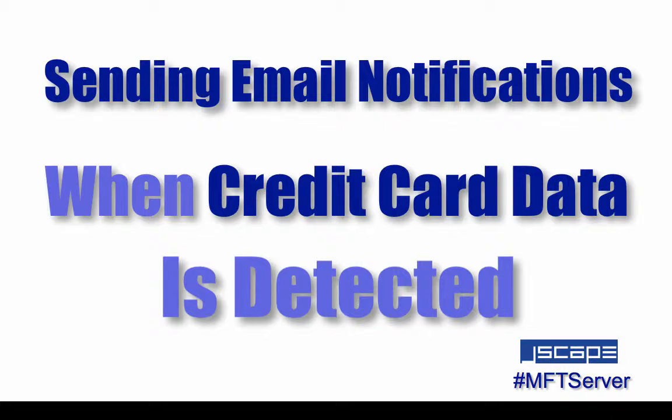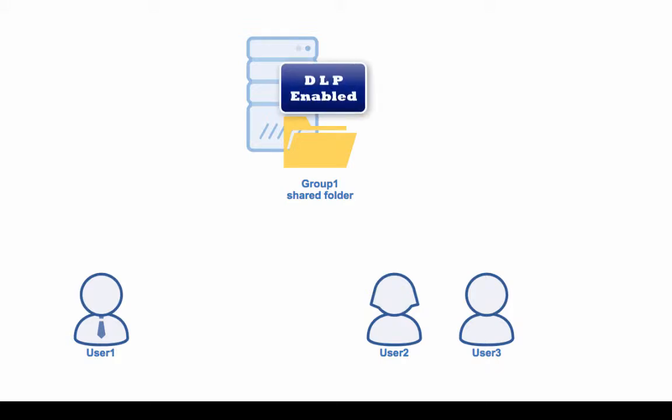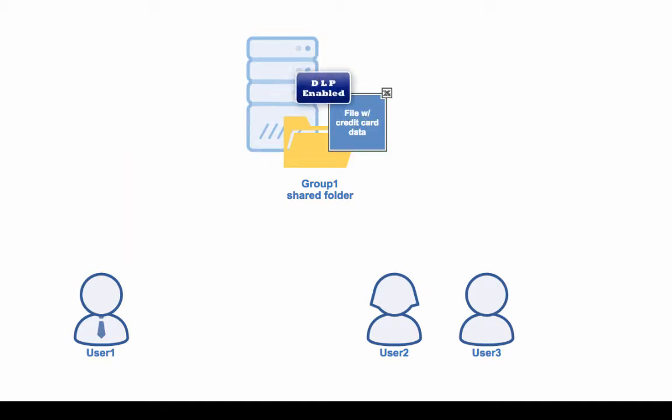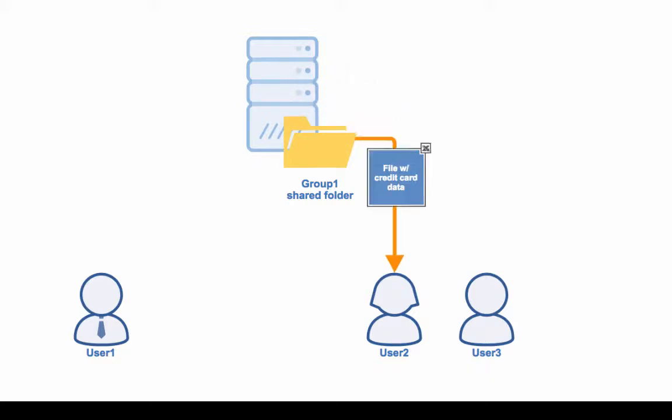If you follow the steps in the video detecting credit card data in your file transfer server using DLP, then you should now have a DLP enabled group in your MFT server. That group directory will have the capability to detect files stored in it that contain certain credit card numbers. If a member of that group attempts to download such a file, the server will prevent the download from taking place and fire a DLP rule-matched event.